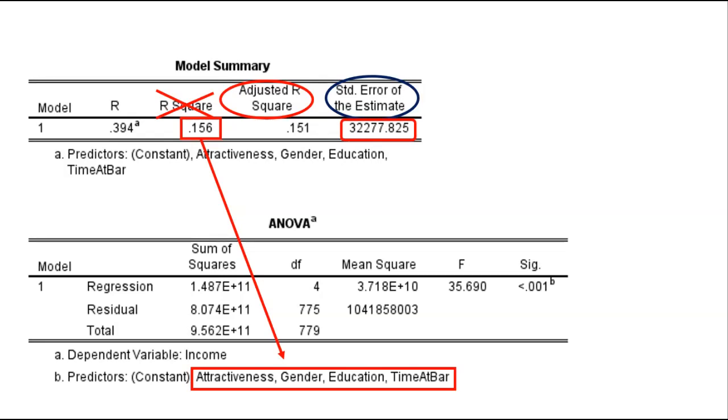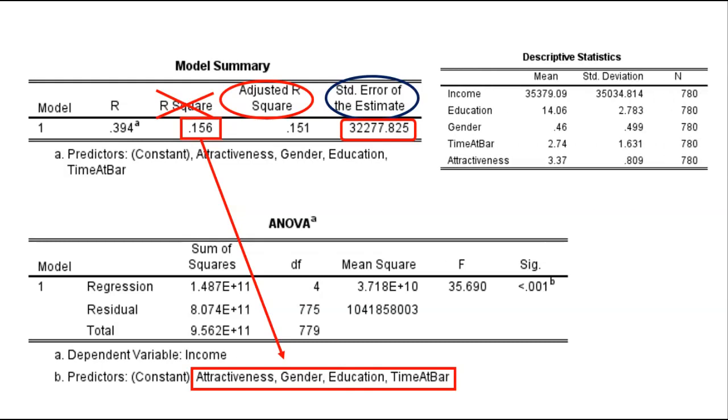Now, in theory, if your regression model is successful, then the standard error of the estimate should obviously be smaller than the standard deviation of your dependent variable, which in our example is income. So to just check it out, we know that the standard deviation of our dependent variable is 35,034.814, which is easily larger than the standard error of the estimate reported here.